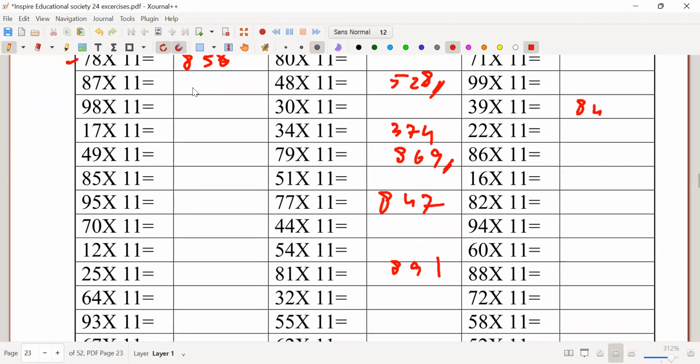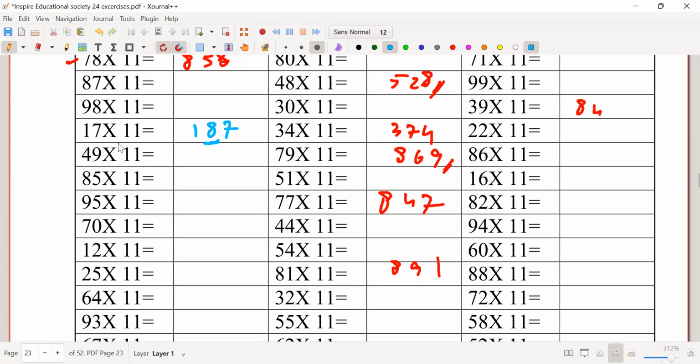So, 81 into 11 is 891. See, there are two combinations in the sets. That is, when you add the two digits, if the addition is a unit digit, then insert that unit digit in between. 17 into 11: 1 plus 7 is 8, so 187. Insert that digit.